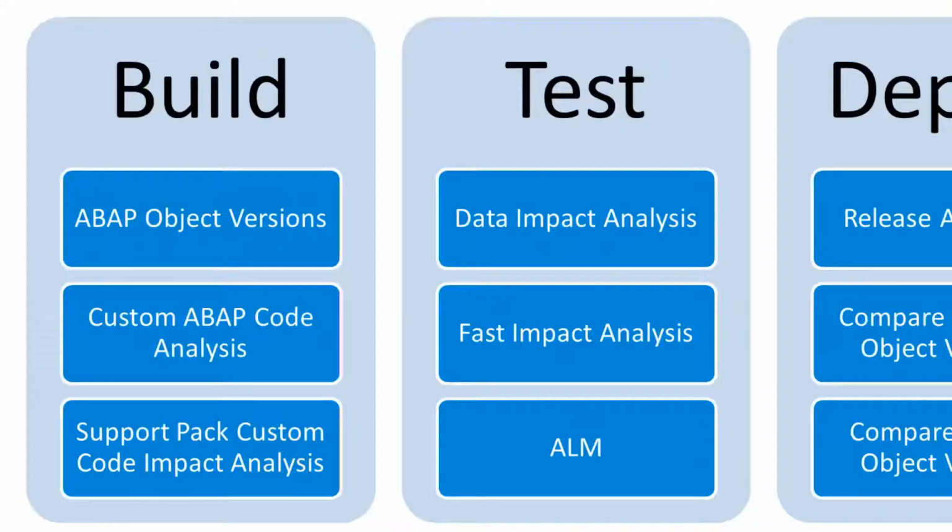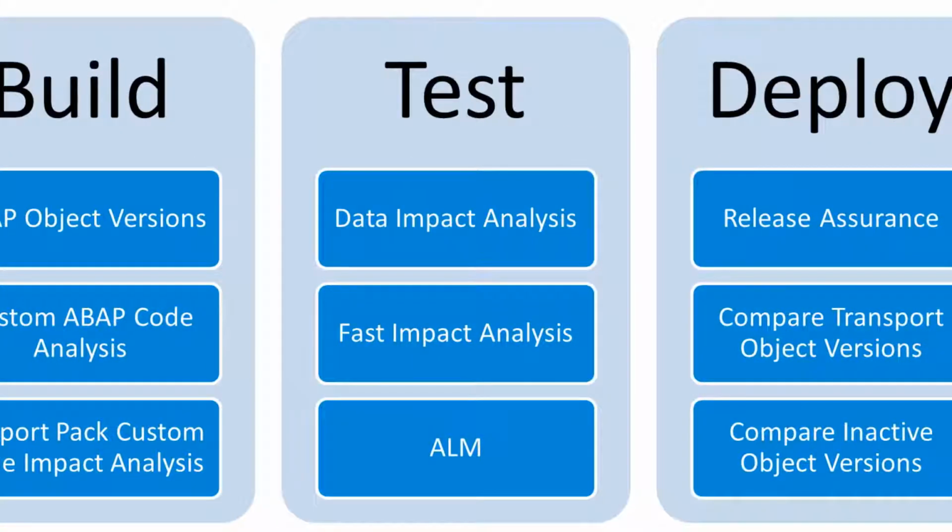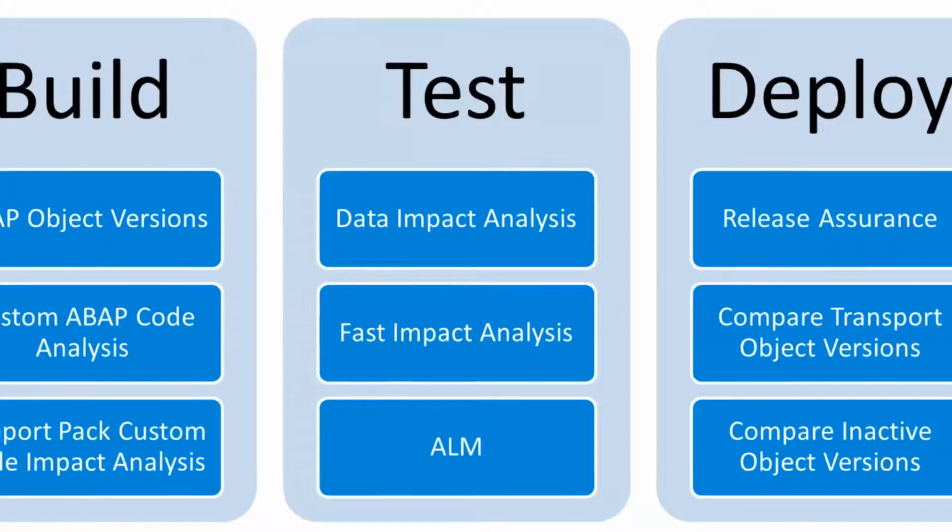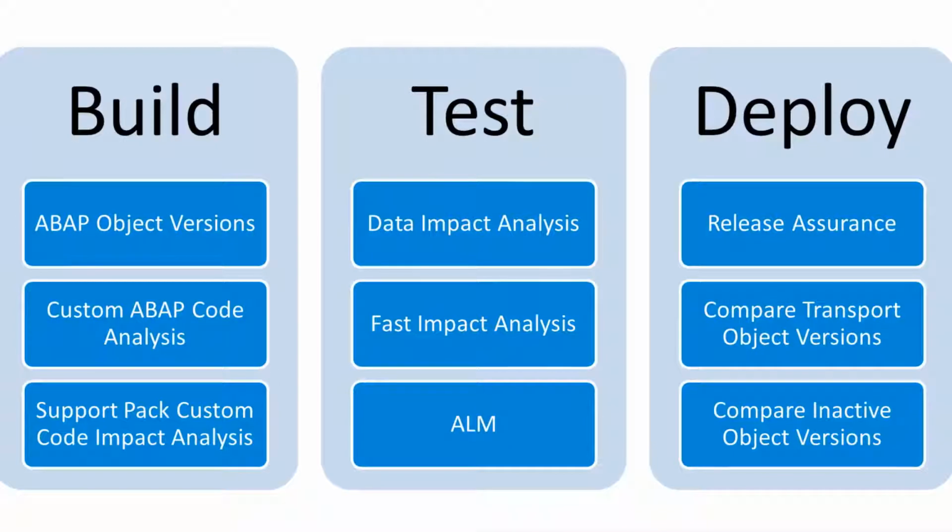LiveCompare 3.8 now supports the analysis and comparison of ABAP object versions. We've added more custom code quality analytics and introduced a new support pack custom code impact analysis app called Strider. For the test phase, our impact app now supports a data impact analysis, a faster impact analysis, and improved integration with ALM. Release assurance headlines the deploy phase, as well as compare transport and inactive object versions.